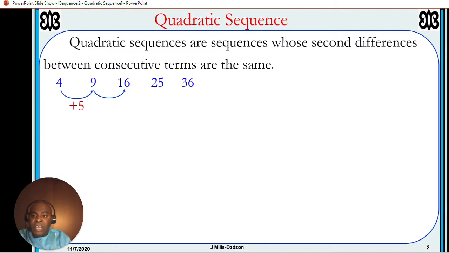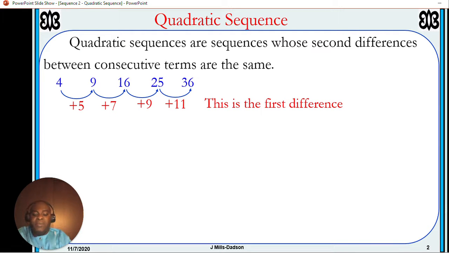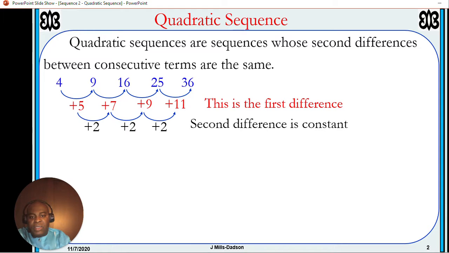So between 9 and 4 is plus 5, plus 7, plus 9, and plus 11. I call this the first difference. Let's go for the second set of differences. Plus 2, plus 2, plus 2. This is what I call second differences, and it's constant. You realize that for quadratic sequences, the second difference will always settle on a constant number. So the feature of a quadratic sequence is that the second differences will always be the same, constant number.